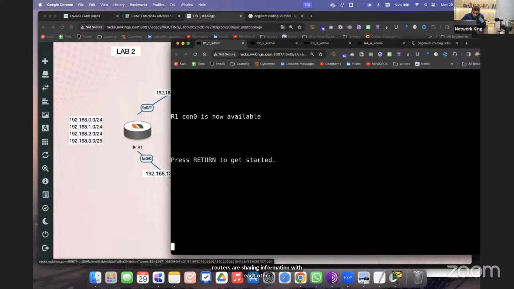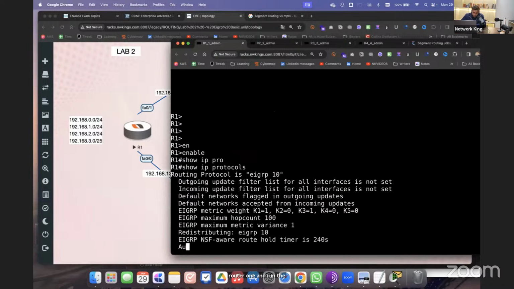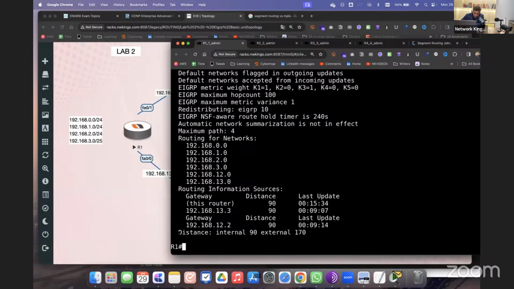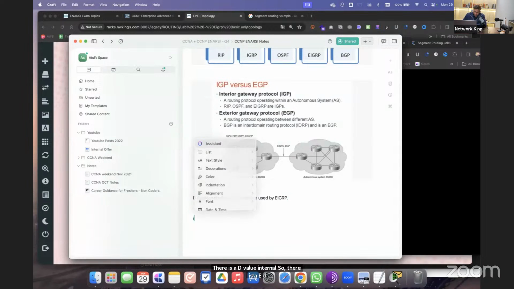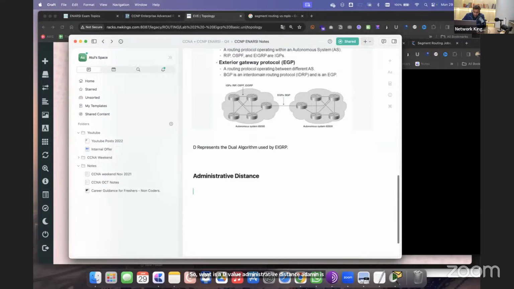After that, if I again go to router 1 and run the command show IP protocols, let's see what more information we have. Okay, there is an AD value, internal 90, external 170. So what is AD value? Administrative distance. Okay, so this is like the trustworthiness of a routing table.